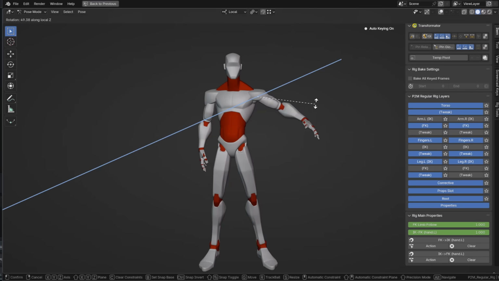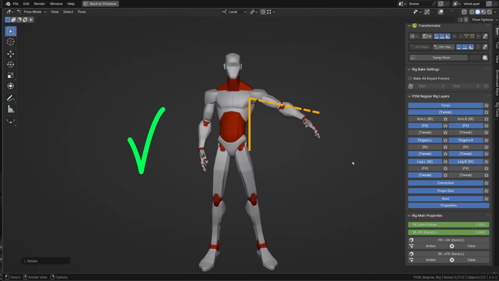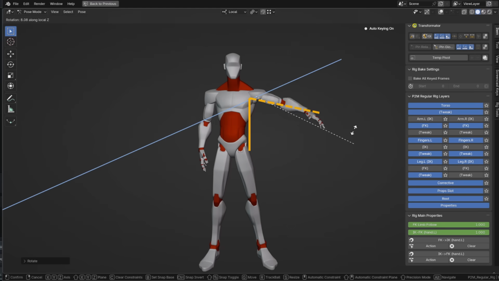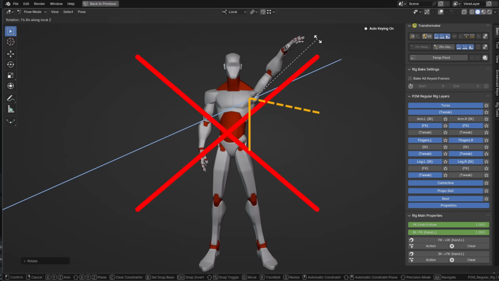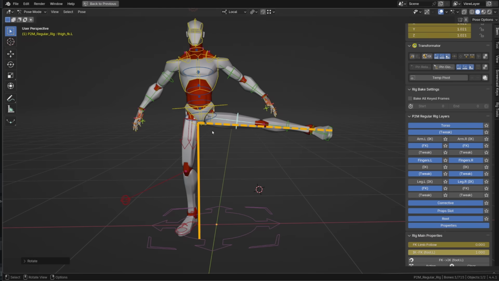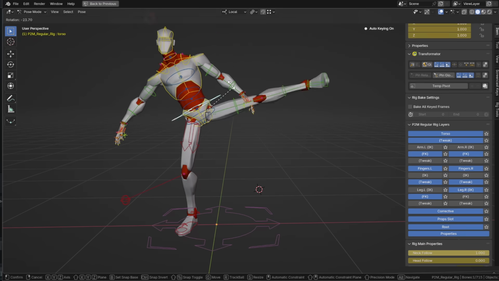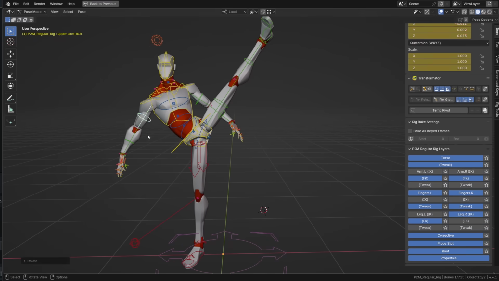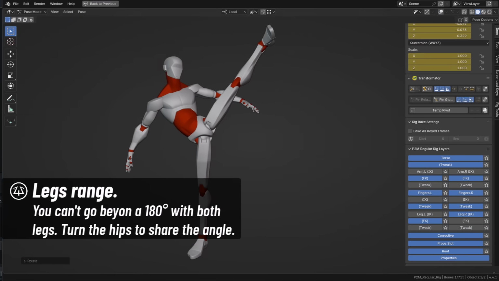A common mistake I covered several times is animators trying to pose the arm higher than the shoulders without rotating the shoulders. That's physically impossible, unless you have a broken arm. Same for the legs. They can't go beyond this angle, unless you rotate the hips or pelvis. So make sure you study your body ranges of motion.